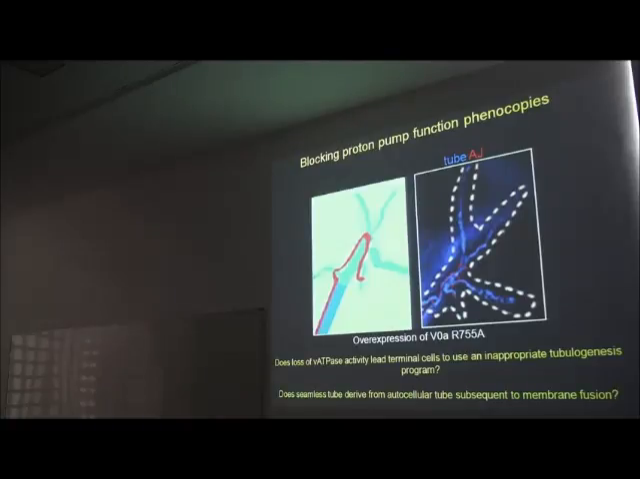So, why is this happening? We thought of a couple of different possibilities. One thing that seemed really potentially interesting is that somehow VHA's activity was required for the terminal cells to switch the genesis programs from making autocellular tubes to making a seamless tube. Another possibility that we considered was that maybe the terminal cell normally makes autocellular tubes, and then you would have a membrane-membrane fusion event to convert that to a seamless tube. So maybe we're trapping an intermediate in seamless tube formation. That has precedent in some other systems.